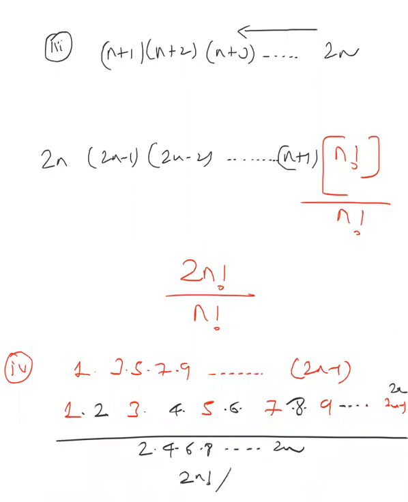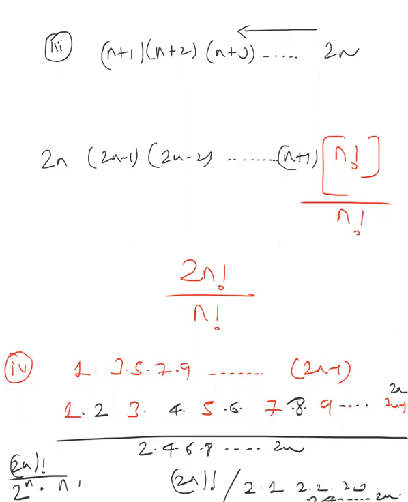Denominator will become factorial of 2n. Denominator you can take 2 common. 2 into 1, 2 into 2, 2 into 3, 2 into 4, 2 into n. So numerator will become 2n factorial. Denominator will become 2 power n, into 1 into 2 into 3 into 4 up to n, that is n factorial. So 2 power n times n factorial. This is the answer. This is the final answer.